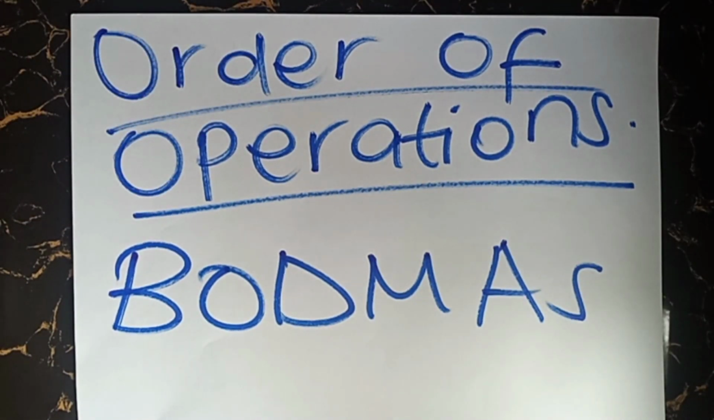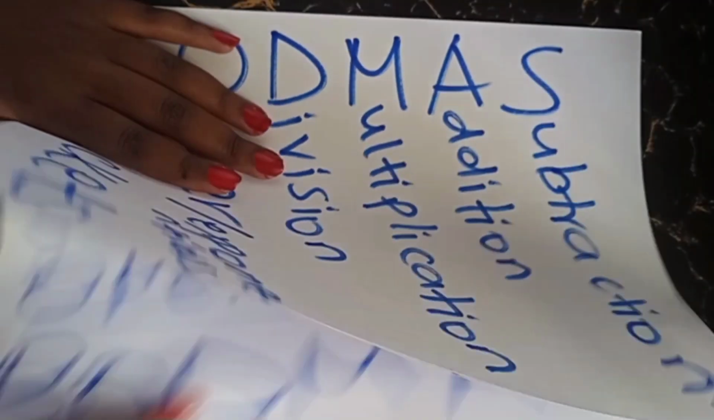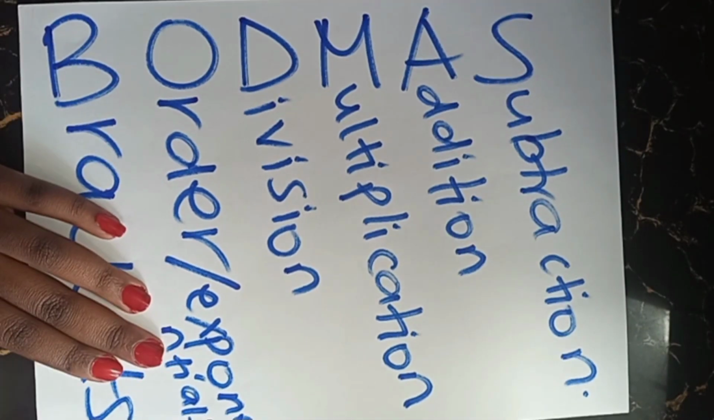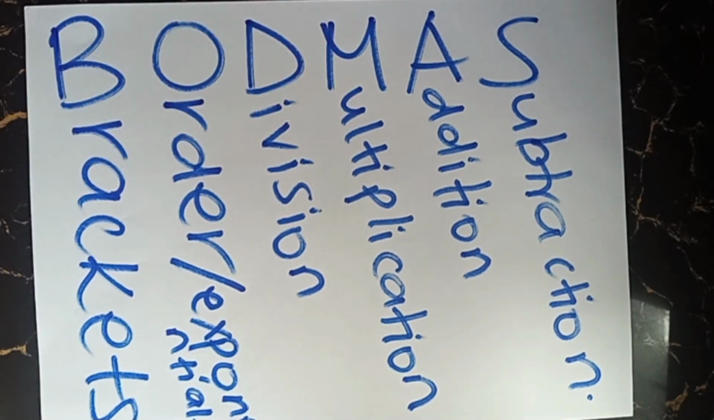Are we together? BODMAS stands for brackets, order or exponentials or powers, division, multiplication, addition, and subtraction. So O stands for order or exponentials or powers. Let's look at an example.